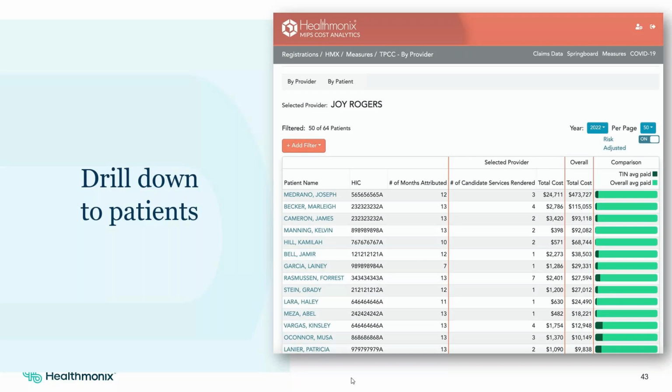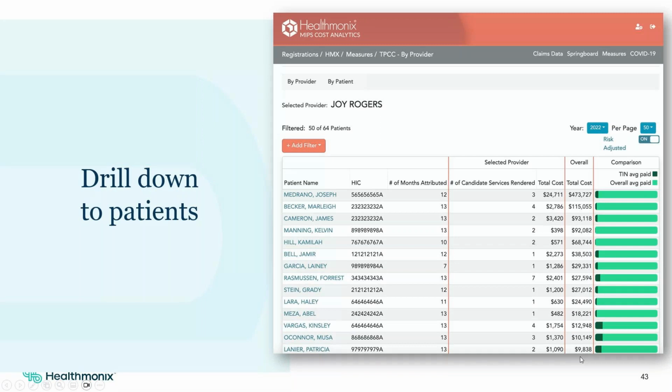Here is a similar thing. You're able to sort on any information you see here. So we can look at who was attributed for the most months out of the year, who may have received a lot of services compared to another patient, and then again, finding the outlying costs. We can see some examples here of this Calvin Manning with 398 TIN attributed or TIN provided costs, and then $92,000 in overall costs. So this overall cost you're seeing is what you would be attributed for this measure.